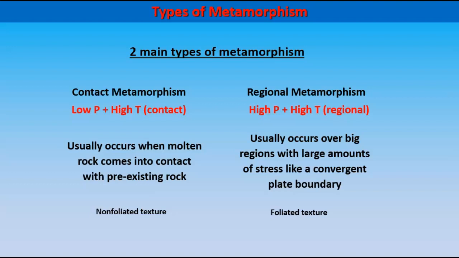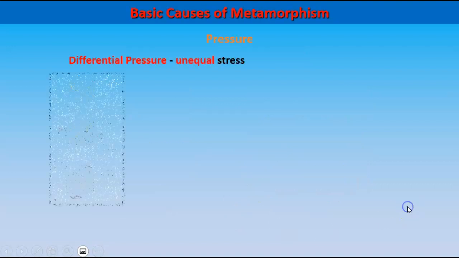So we're not getting the alignment of minerals, we're not getting that foliated texture, just getting a difference in crystal size typically. And so this high temperature is the driver in contact. It's usually just a zone around a magma chamber, which is the most common way we get contact metamorphism. The rock is coming into contact with something that's really hot, as opposed to regional, which is larger areas and usually related to convergent plate boundaries and this foliated texture.